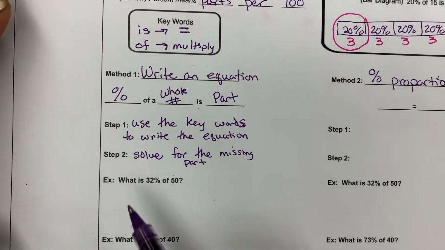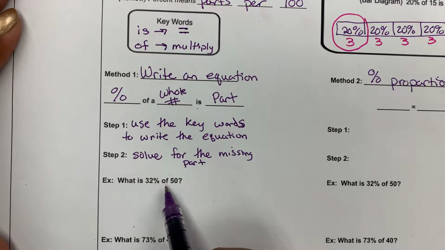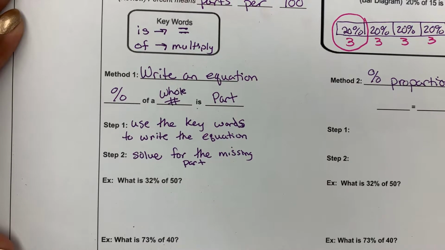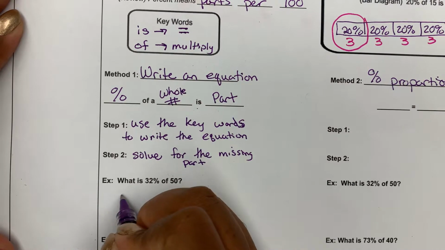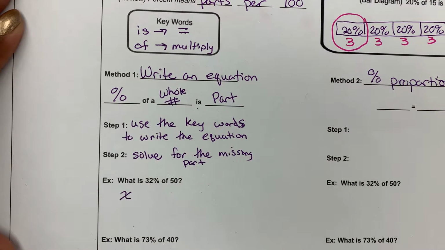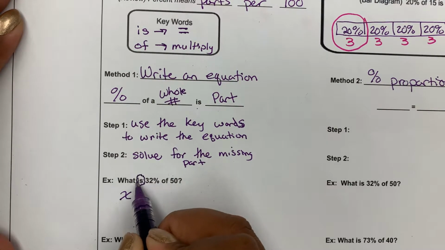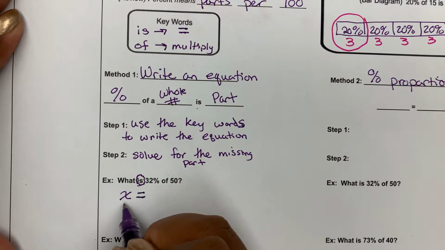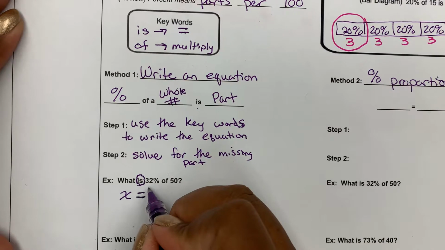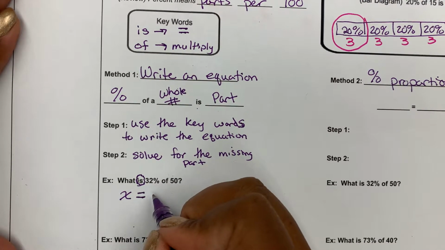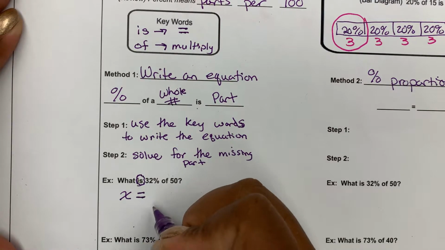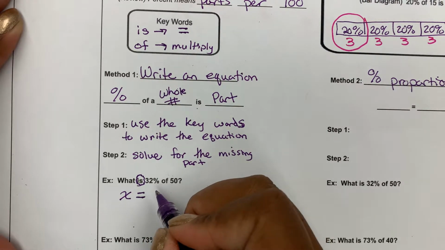First one, what is 32% of 50? All right, so to start, we don't know what the "what" is. That's the missing part. So we're going to use the common variable x because we don't know what it is. And here is my first key word, "is." And as we said before, "is" means put your equal sign, because the part is going to equal our percent. Now we have 32%. It's hard to work with in that form, but we can easily turn it into a decimal. That's much easier to work with.